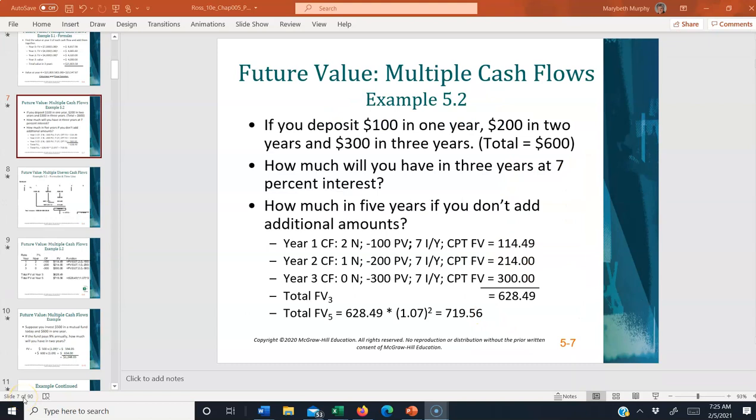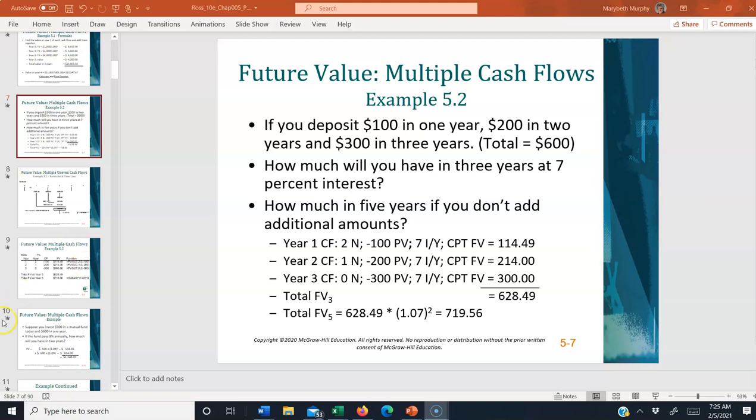Okay, let's do a second example for future value with multiple cash flows. In this particular example, you're going to deposit $100 at the end of 1 year, $200 at the end of 2 years, and $300 at the end of 3 years, for a total of $600. How much will you have in 3 years at 7% interest?